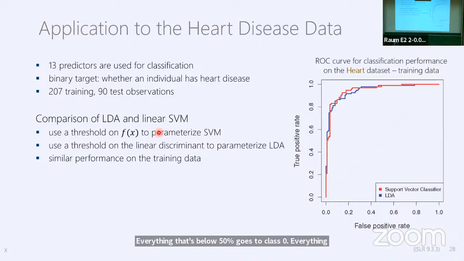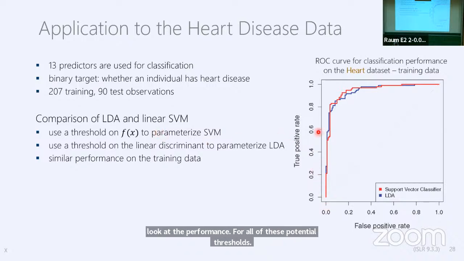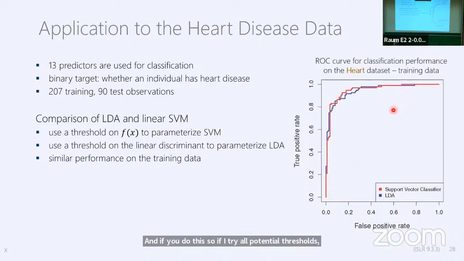This is, let's say, the default setting. But nobody tells you that you have to choose 50%. So you can vary this threshold. You can set the threshold at 10%, 20%, 50%, and so on, and look at the performance for all of these potential thresholds. And if you do this, if I try all potential thresholds, I get such a curve. And this is called the ROC, or the receiver operating characteristic curve. And this essentially shows you how well the algorithm or the model performs across all potential thresholds.